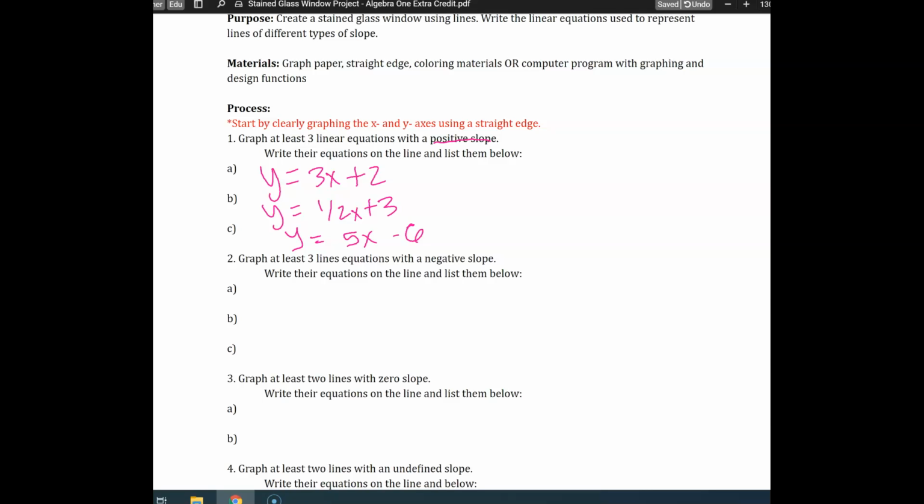It also says graph 3 equations with a negative slope. Write their equations on the line and list them below. So again, you can think of maybe the opposites of what you had. So y equals negative 3x plus 2. I could do y equals negative 1/2 x plus 3. And I could do y equals negative 5x minus 6. Just thinking about some different things that could be possible here.